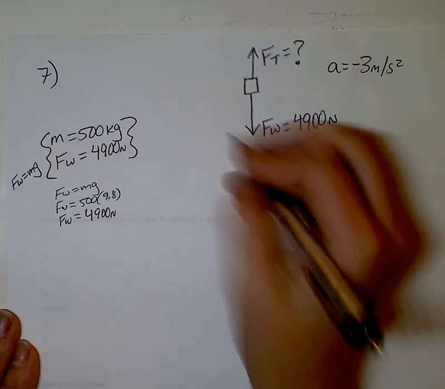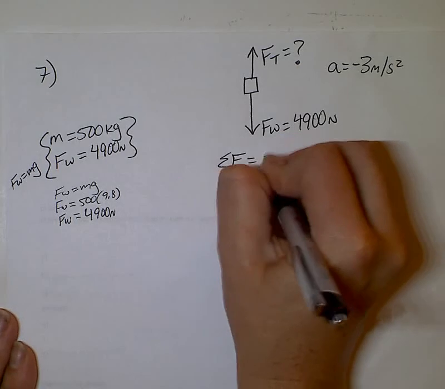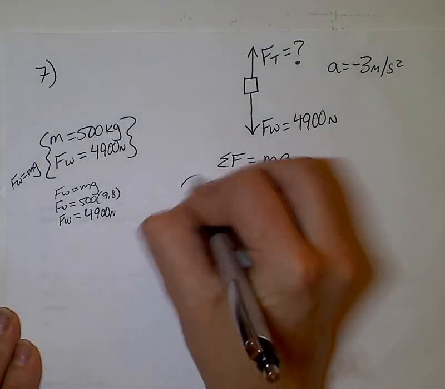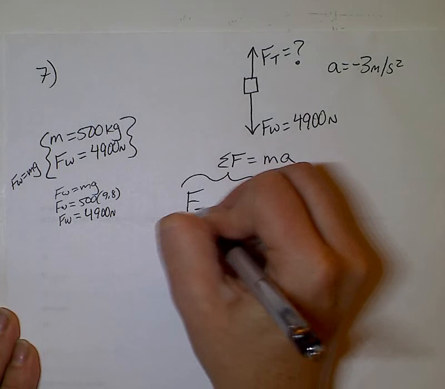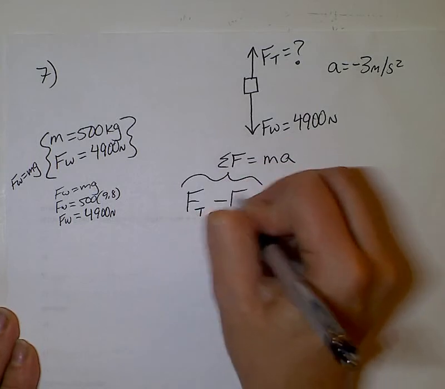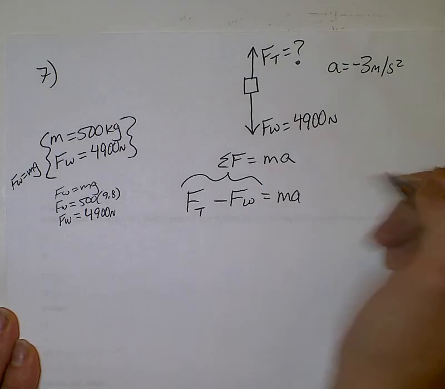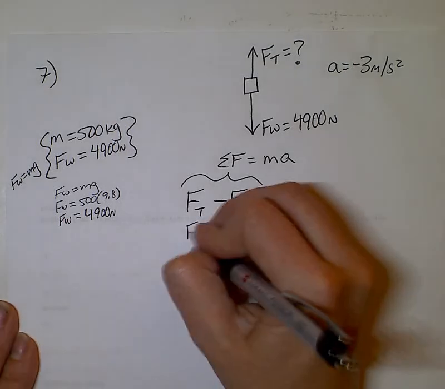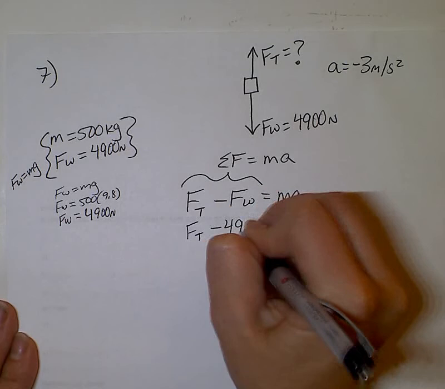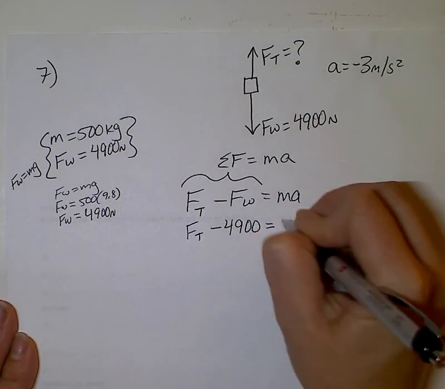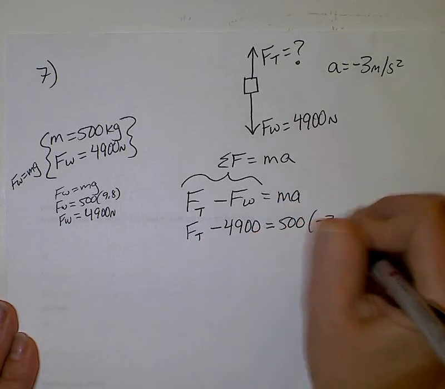Last thing to do, sum the forces, set it equal to m times a. Sum the forces, I have tension. The tension is up, so it's positive. The weight is down, so that's where that negative comes from. And then on this side of the equation, I still just have m and a. So I have my unknown tension minus 4,900 is equal to my mass times my acceleration.